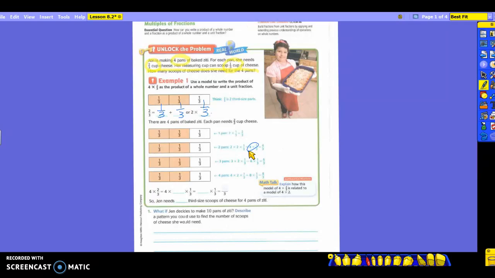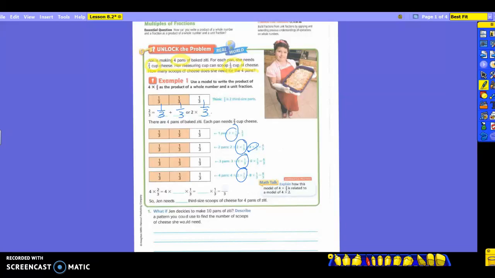Let's go on to 4 pans. Now I have the 4 times the same thing. Do you see the pattern here? 2 times 1/3, 2 times 1/3, 2 times 1/3, that's where we're getting this. Okay, so 4 times 2 times 1/3 is 8 times 1/3, which becomes 8/3.